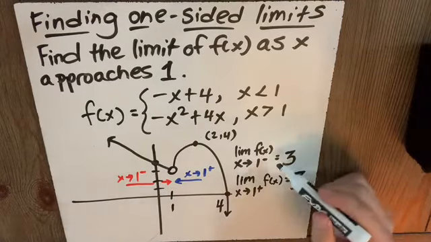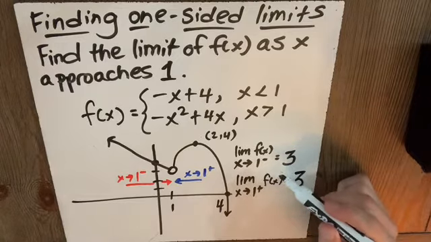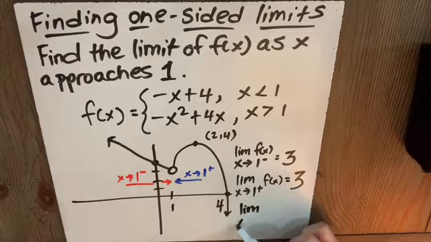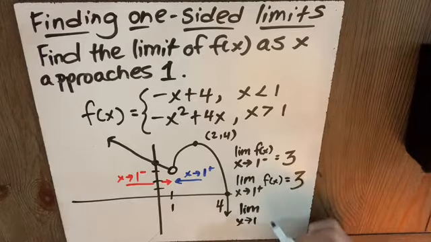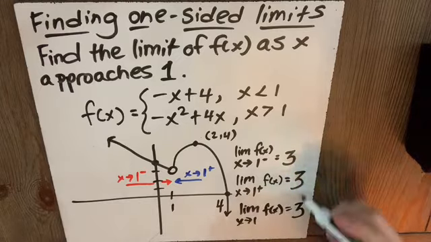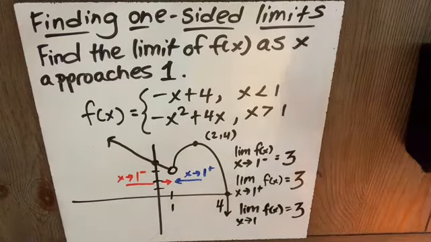So our left-hand limit is equal to our right-hand limit, which allows us to conclude that the limit as x approaches 1 from both sides of f of x is 3. Why? Because the left-hand limit was equal to the right-hand limit.